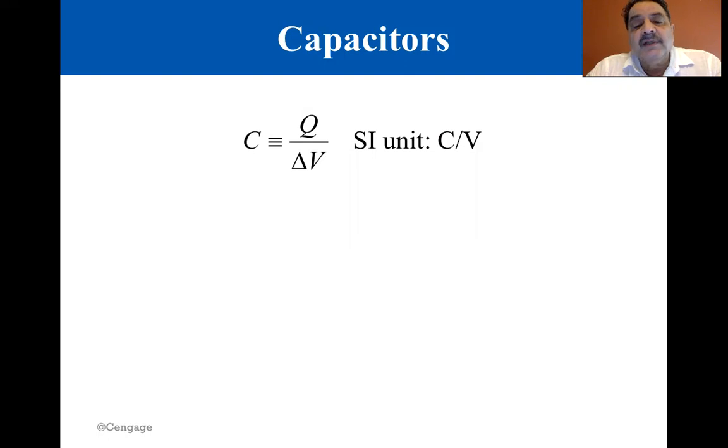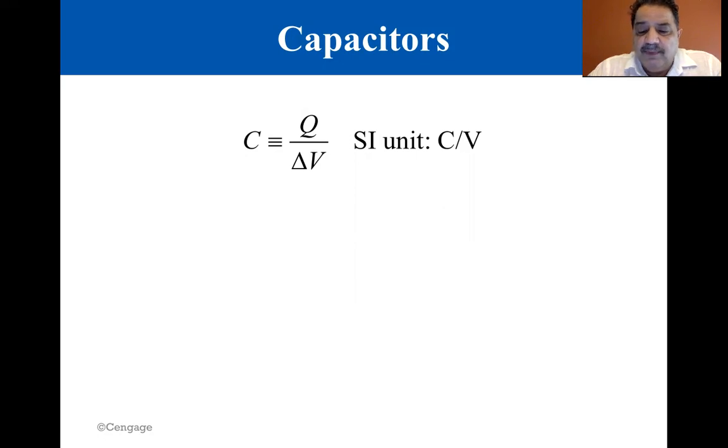Let's do a quick example. Well, let's go back to the equation. So C is defined as the charge divided by delta V, the voltage difference. The SI unit for capacitance is coulombs per volt.